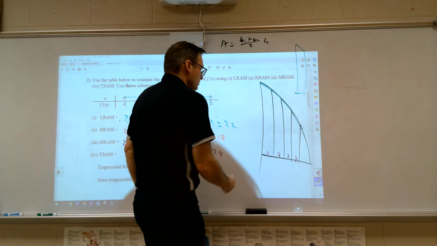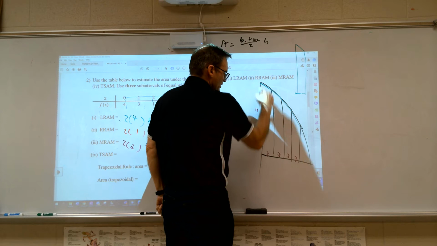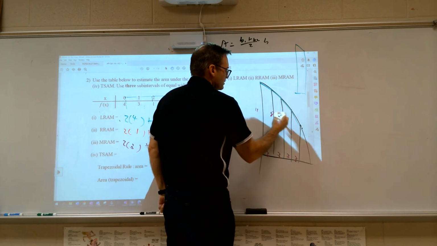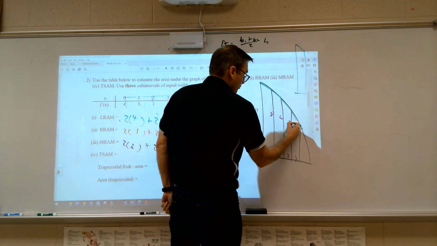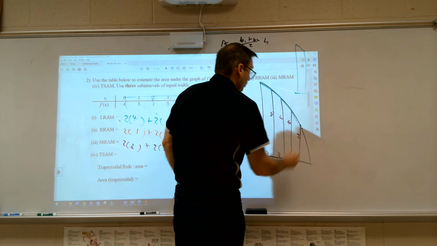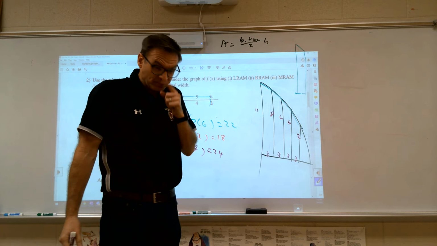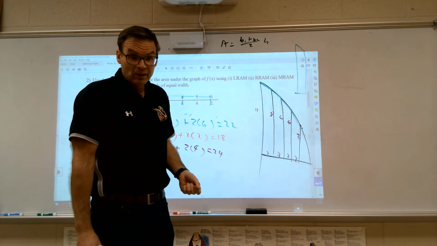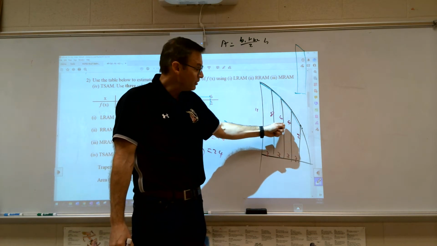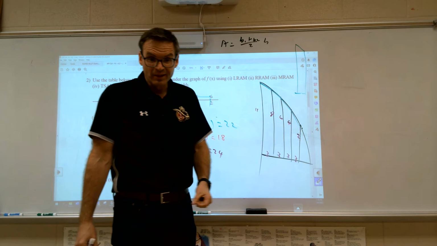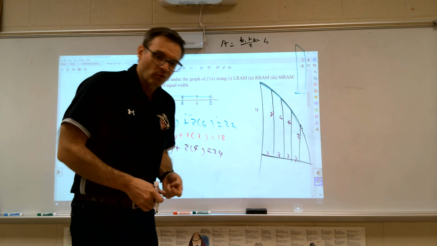Then I'll say this has length 11, this has length 8, this has length 6, this has length 4, and this has length 2. I know it's not drawn to scale, but I just need numbers. And so now what I'm going to do is find the area of this trapezoid, this trapezoid, this trapezoid, and this trapezoid, and then add them up in a clever way, so that I can generate my formula.